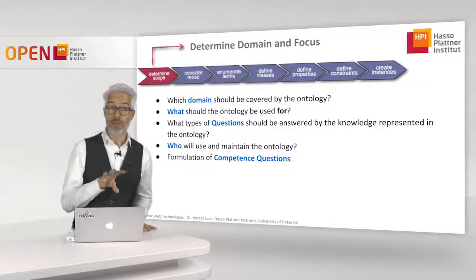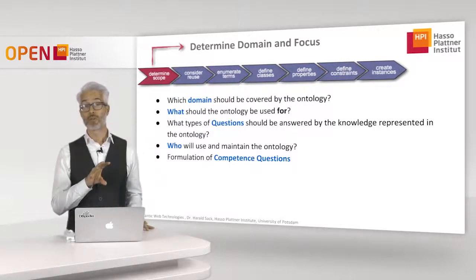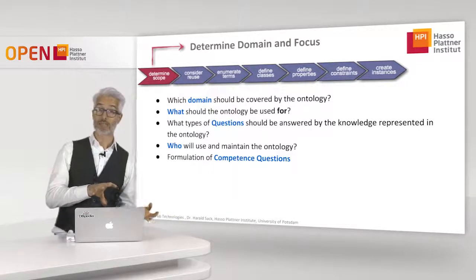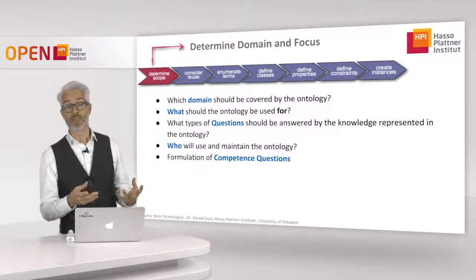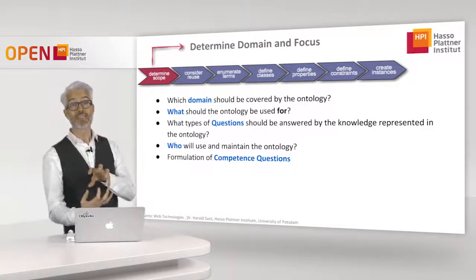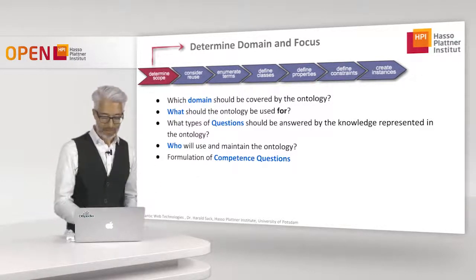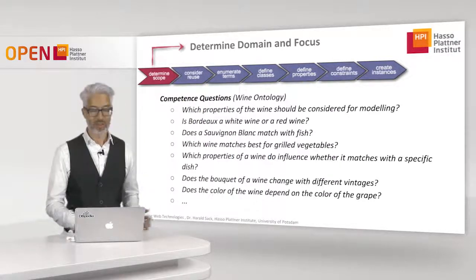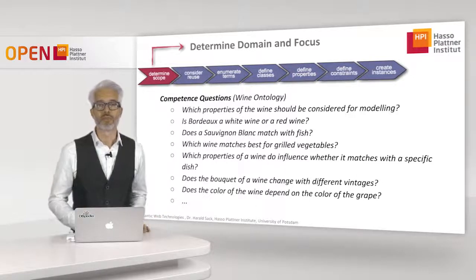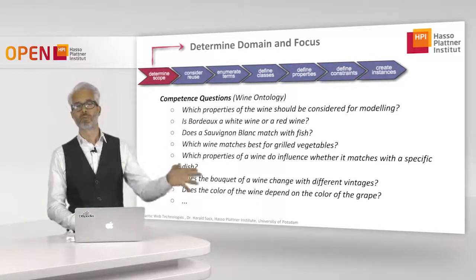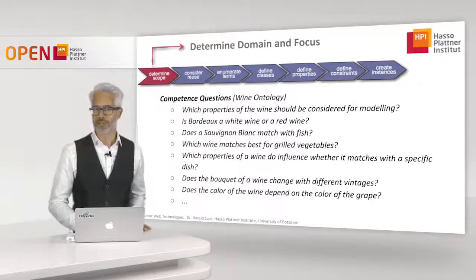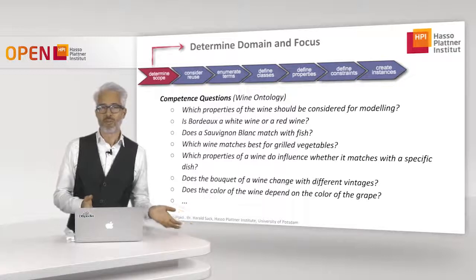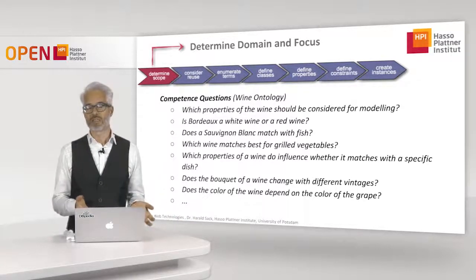One very important step is the so-called formulation of competence questions. What are competence questions? They cover all the questions that should be answered with the help of the knowledge that will later be stored in your ontology. For the wine ontology, this could be questions like, which properties of the wine should be considered for modeling? Is Bordeaux a white wine, or is it a red wine, or does this question somehow not make sense? Does a Sauvignon Blanc match with fish? Which wine matches best for grilled vegetables, and so on and so on.